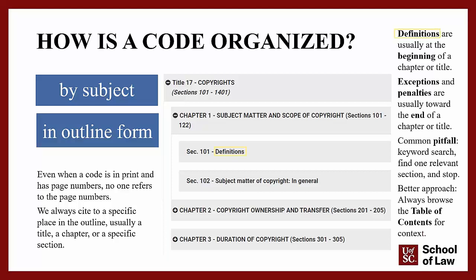Normally, in most types of codes, there's going to be a definition section towards the beginning. And then towards the end, there's going to be exceptions and penalties. Now, whether that's the end of the chapter or the end of the title, that's going to depend a little bit. But we always know that it's important to read from context, and the common pitfall that a lot of our researchers will fall into is that they do a keyword search, they find one section that looks like it answers their question, and they consider that they're done.